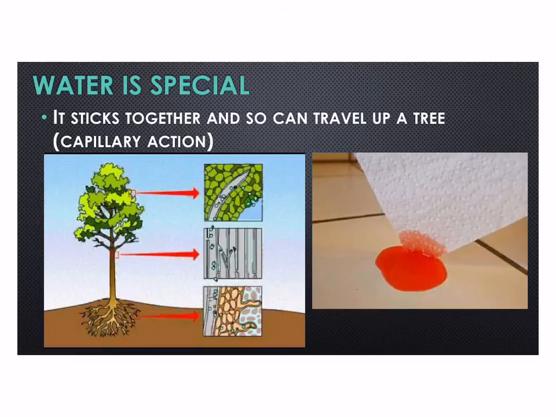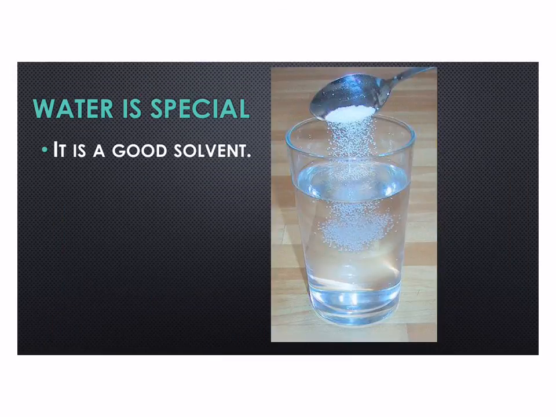Next, because of hydrogen bonding, we also know that water, through capillary action, can travel all the way from the roots of the tree all the way up to the leaves. And we've seen this. If you ever wipe up a spill with a paper towel, the water will creep up the paper towel. That's called capillary action. Water sticks together. And finally, we say water is a good solvent. That means it can dissolve many substances. Sugar, salt, and many other substances will dissolve easily in water. That's the last unique special property of water due to hydrogen bonding.